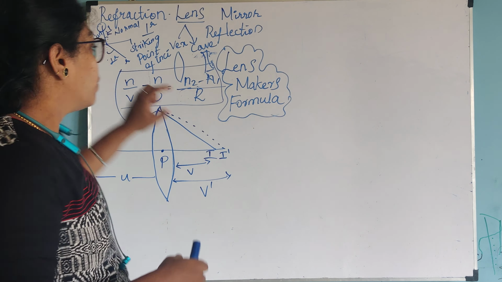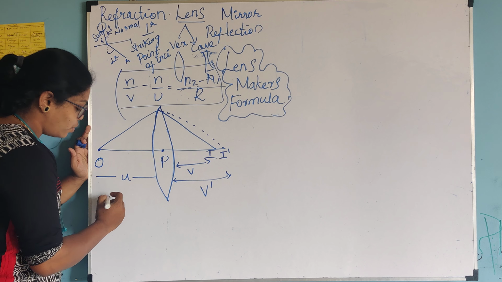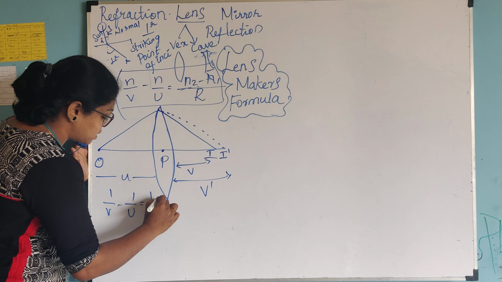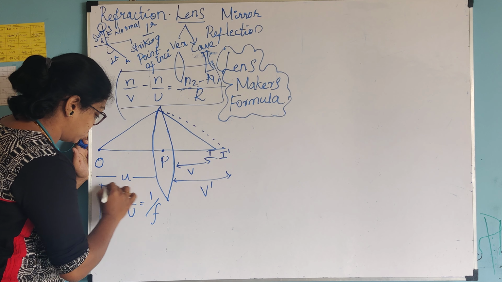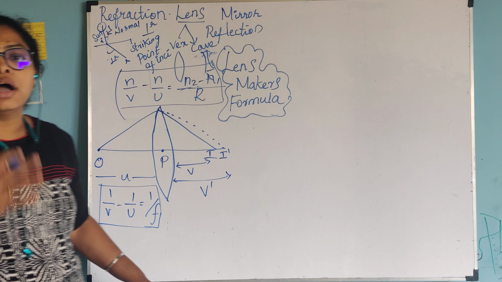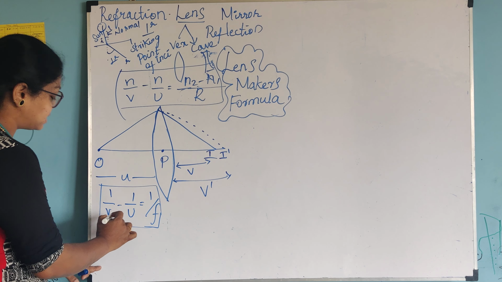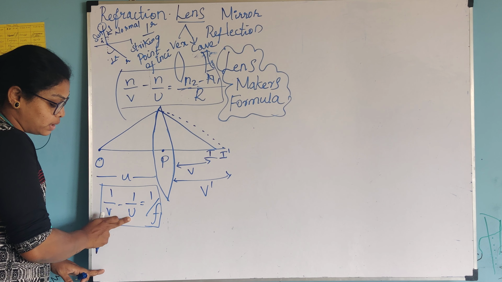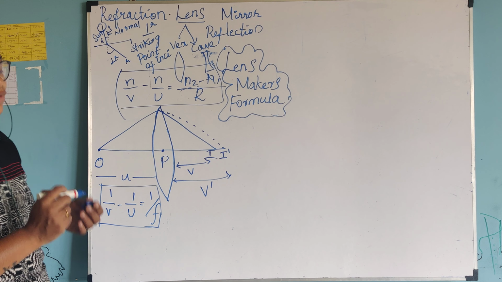Here, with the help of this, we are going to prove 1 by v minus 1 by u equals 1 by f. This is called the lens maker's formula. In 10th you would have read this for the mirror. When it is plus, we call it the mirror formula, and when it is minus, we call it the lens maker's formula here.